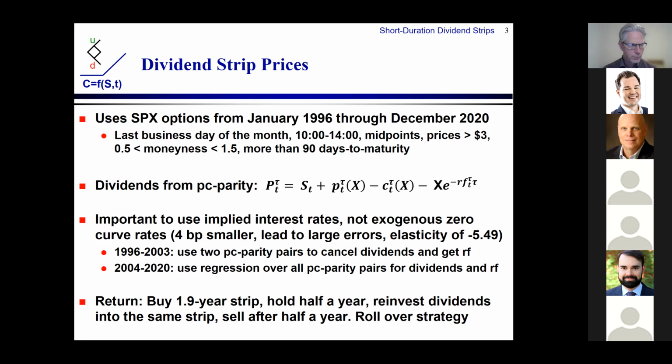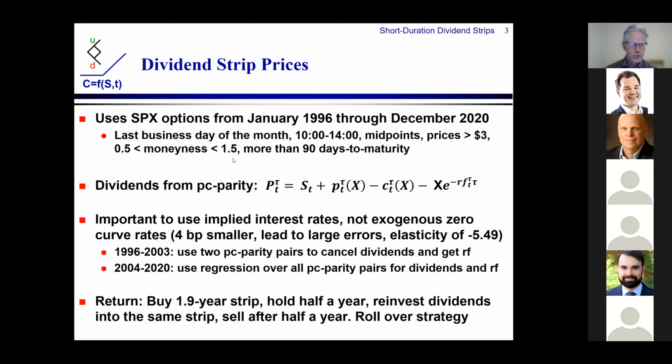Other than that, we use the same filters as BBK because they sounded rather sound. We're observing everything on the last business day of the month between 10 o'clock and 1400 hours. We're using midpoints as they did. We filter out options so that prices are somewhat substantial, larger than $3, and weed out very, very low priced options.